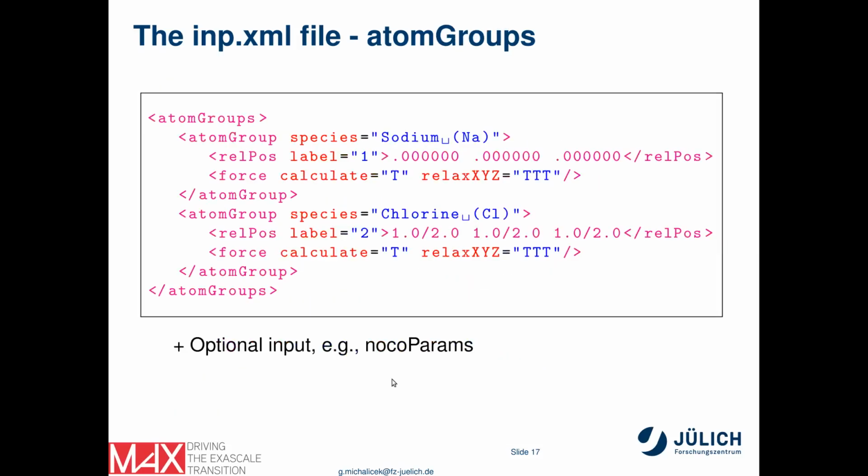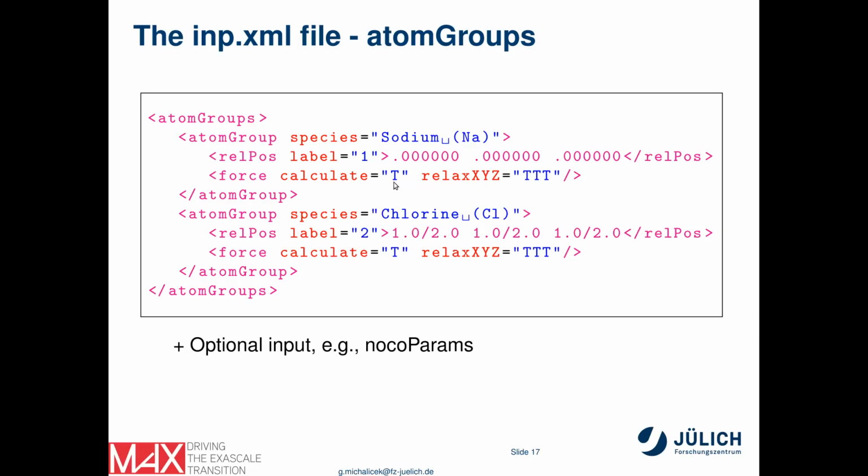Next comes the atom group section, and there the atoms are actually grouped according to their symmetries. So symmetry equivalent atoms will be placed in the same group, but of course in this example we don't have this, but what we see is the positions of the atoms. So sodium is at 0, 0, 0, and chlorine is at 1/2, 1/2, 1/2.